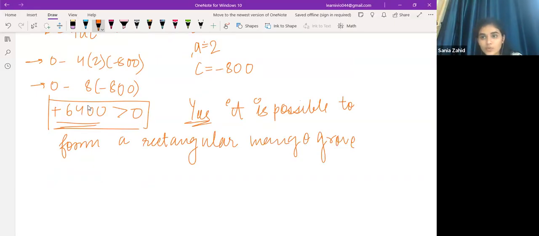If you have the same question, but on solving the equation you form, b square minus 4ac is less than 0, that means you don't have any real roots. That means can you form a mango grove now? No, we cannot form a mango grove. So you don't have any roots. Umair, are you able to understand? Yes, ma'am. Okay, now we will do the next question.